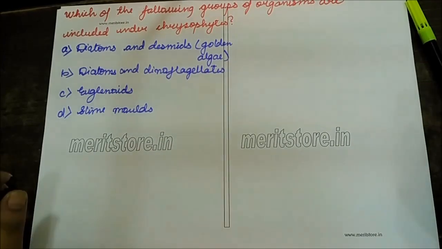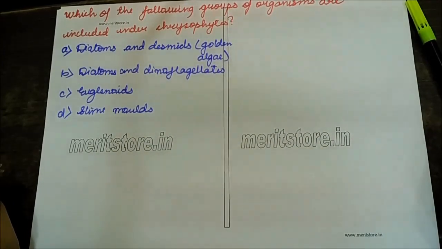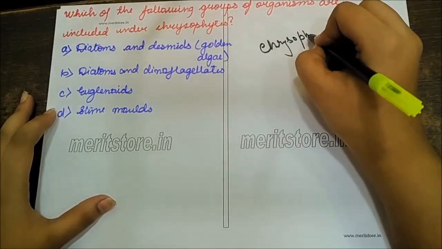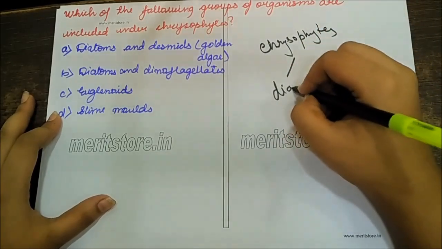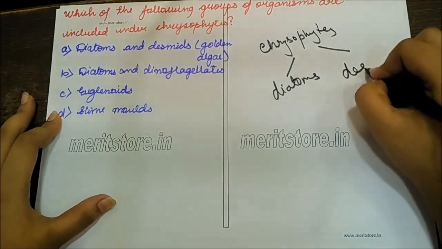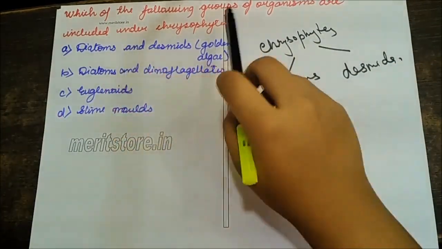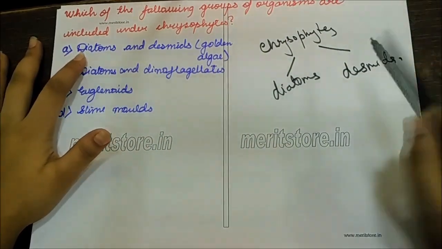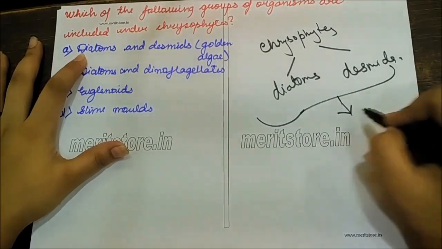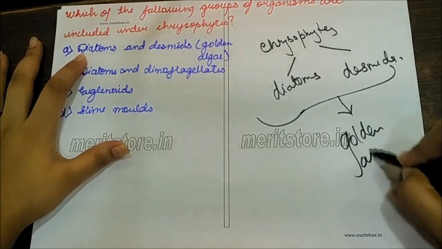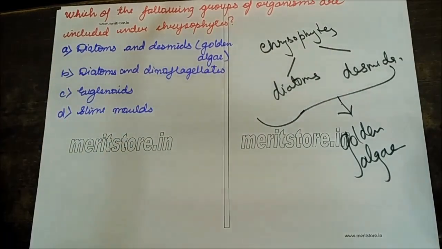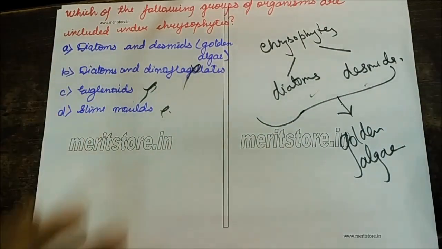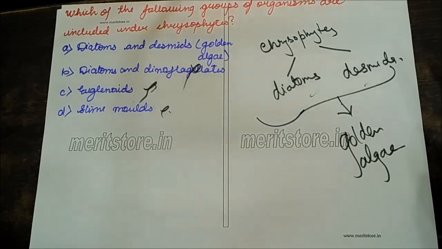Okay, which of the following groups of organisms are included under chrysophytes? As we saw in the last question, that is chrysophytes, diatoms and desmids. So, which of the following groups of organisms are included under chrysophytes? Diatoms and desmids, which is also called golden algae. Diatoms or dinoflagellates? No. Euglenoids? No. Or slime molds? So the answer for this is yes, diatoms and desmids, which is also called golden algae.